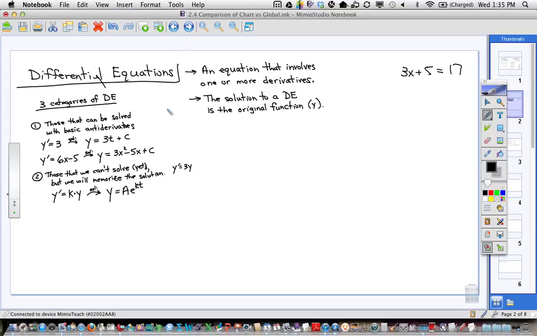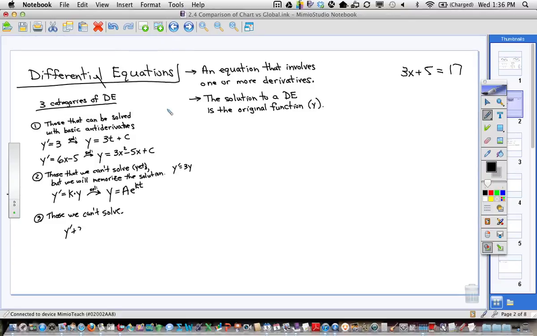And then the third type, those we can't solve, period. Now, this year, we can't solve it. If you take a class of differential equations someday, you'd be able to solve it. But an example might look like this.